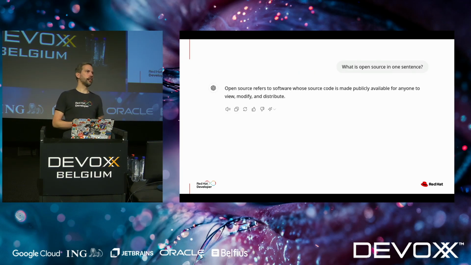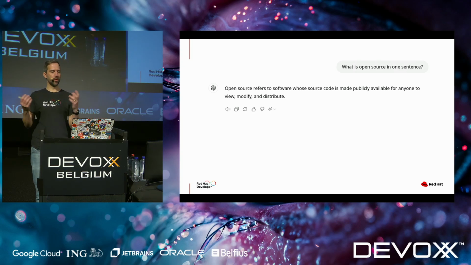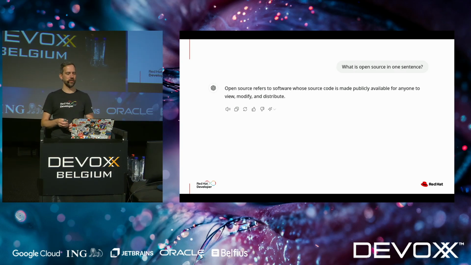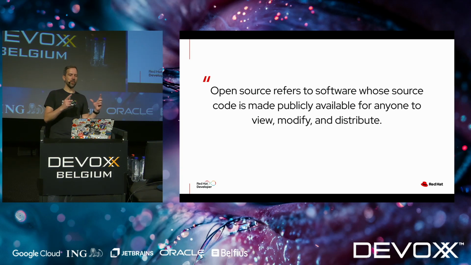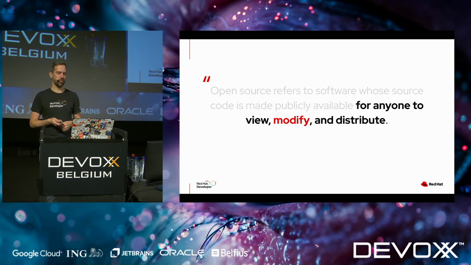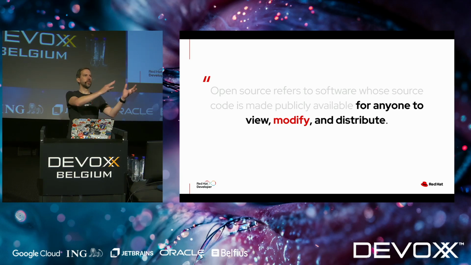So I went to ChatGPT, and I asked, what is open source? And give it to me in one sentence. I don't want a whole explanation of it. And it replied with, open source refers to software whose source code is made publicly available for anyone to view, modify, and distribute. What I found really interesting is that OpenAI responds with this open source definition, which I think is pretty close to correct, but it says for anyone to view, modify, and distribute. And I might even say modify, distribute, but also contribute, right?